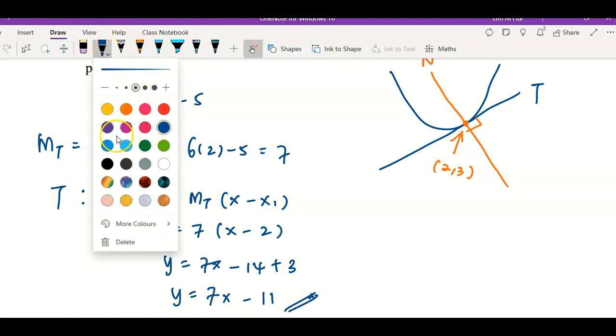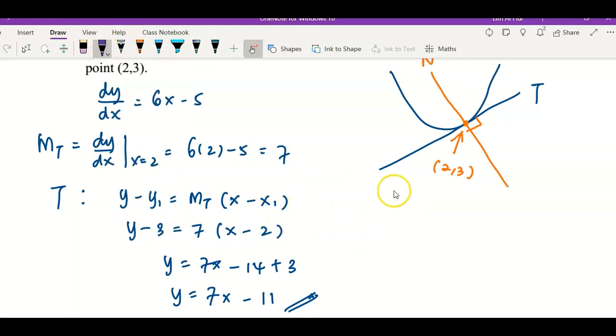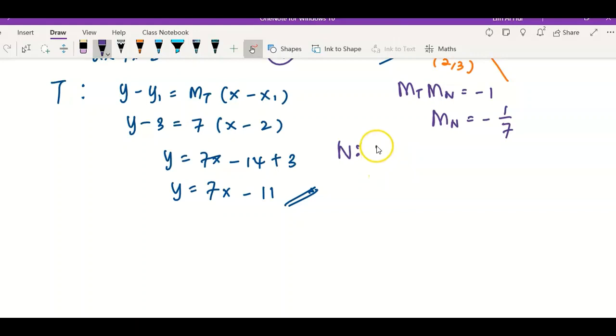In order to get the equation of the normal, I need to determine its gradient. I know the gradient of the tangent multiplied by the gradient of the normal equals negative 1. So the gradient of the tangent is 7, then the gradient of the normal will be negative 1 over 7. We use the same formula of the straight line equation. I substitute y1 as 3 because both normal and tangent pass through the same point, (2, 3). So I substitute the gradient inside, and this is my x minus 2.